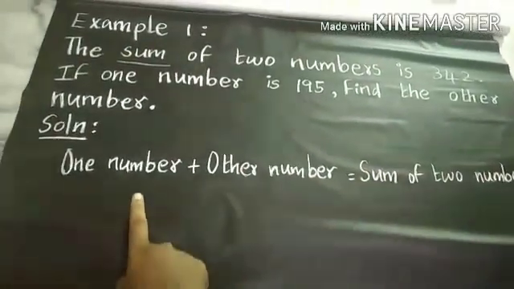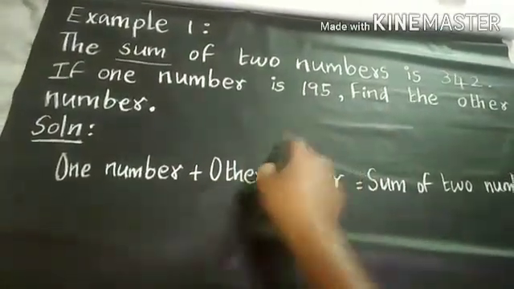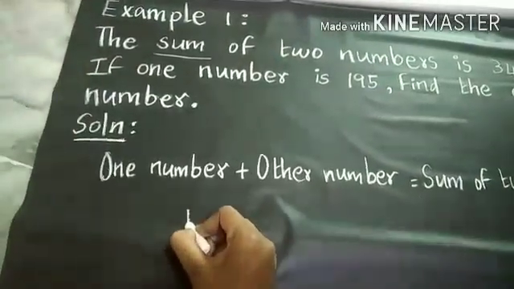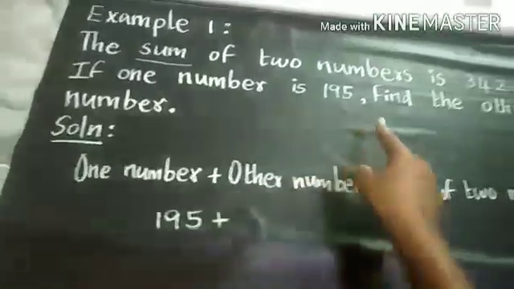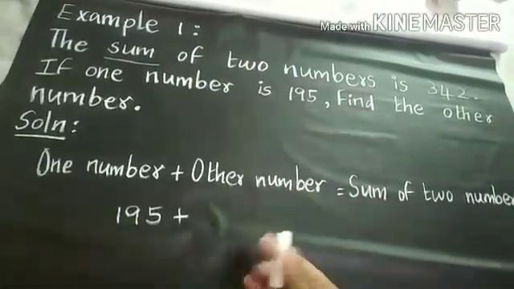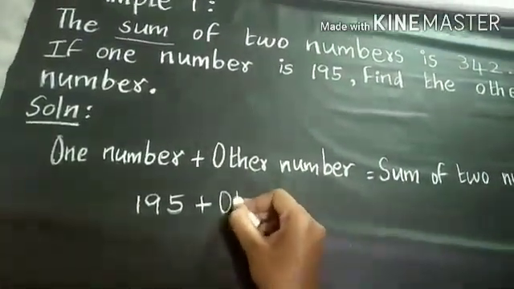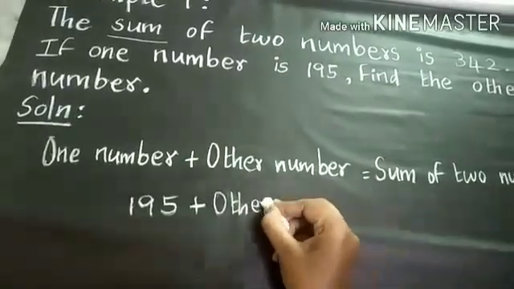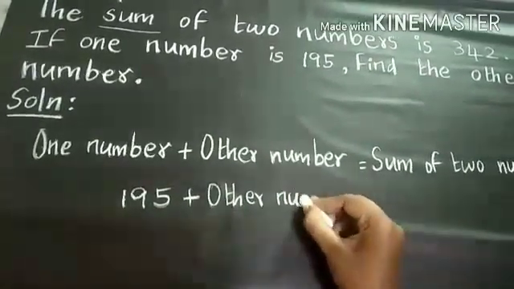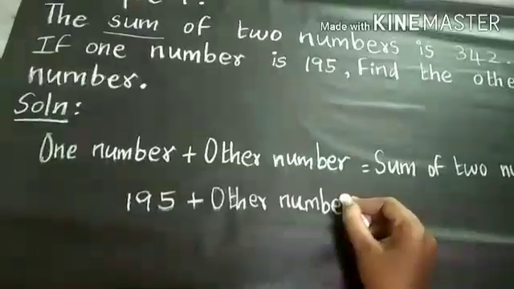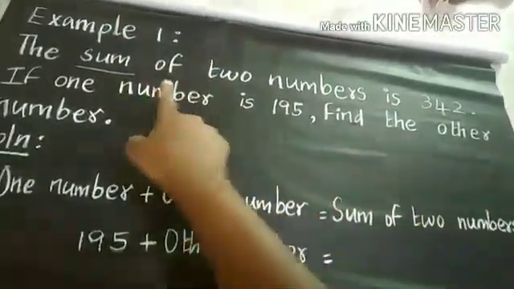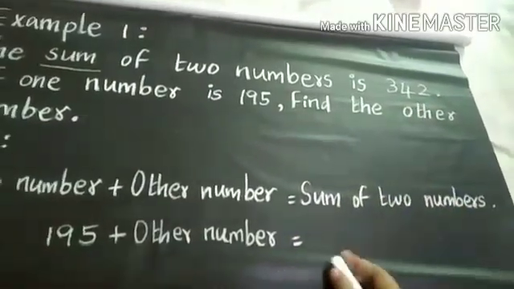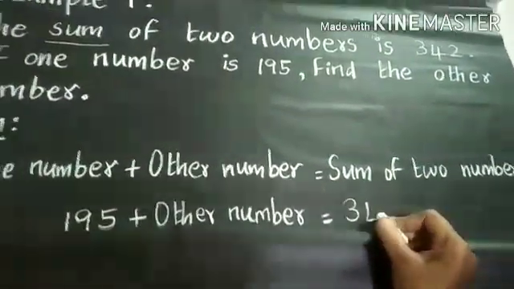In this problem, one number is given, that is 195, plus we don't know the value of other number, that we have to find. So write other number is equal to sum of two numbers given. What is that? Yes, that is 342.